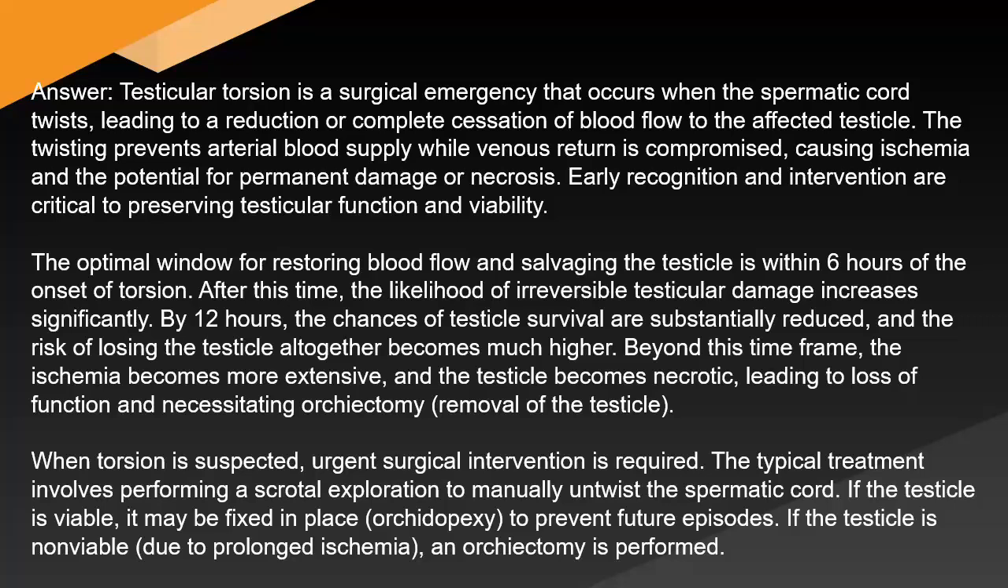When torsion is suspected, urgent surgical intervention is required. The typical treatment involves performing a scrotal exploration to manually untwist the spermatic cord. If the testicle is viable, it may be fixed in place, orchidopexy, to prevent future episodes. If the testicle is non-viable due to prolonged ischemia, an orchiectomy is performed.